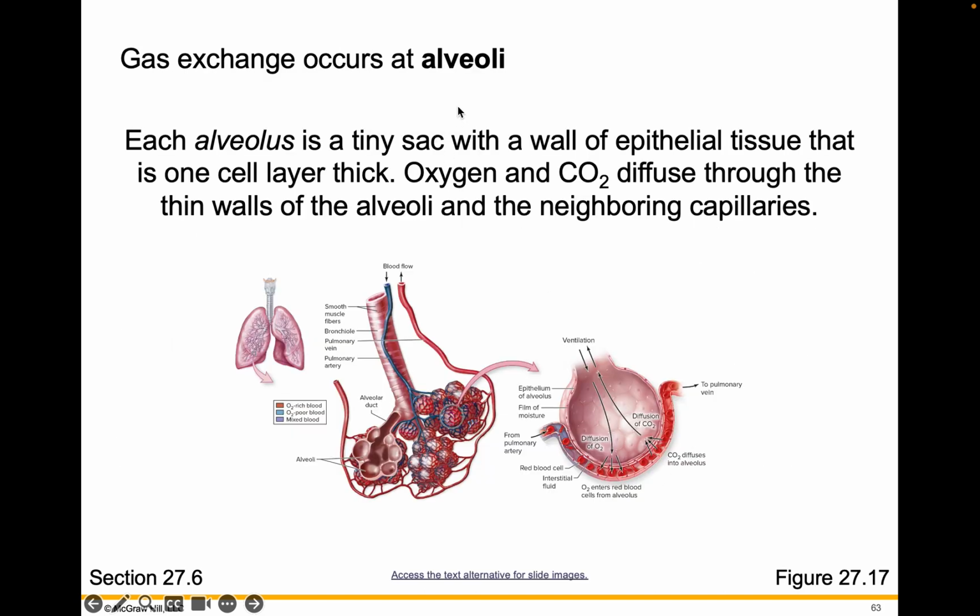All right, gas exchange occurs at the alveoli. Each alveolus, singular, is a tiny sac with a wall of epithelial tissue, that edge tissue or surface tissue, that's only a single cell layer thick. Oxygen and carbon dioxide gas can diffuse through the thin walls of the alveoli into the neighboring capillaries. This is where the gas exchange is happening. You have oxygen coming from basically the outside environment, entering the bloodstream, and carbon dioxide gas leaving the bloodstream and entering the alveolus.